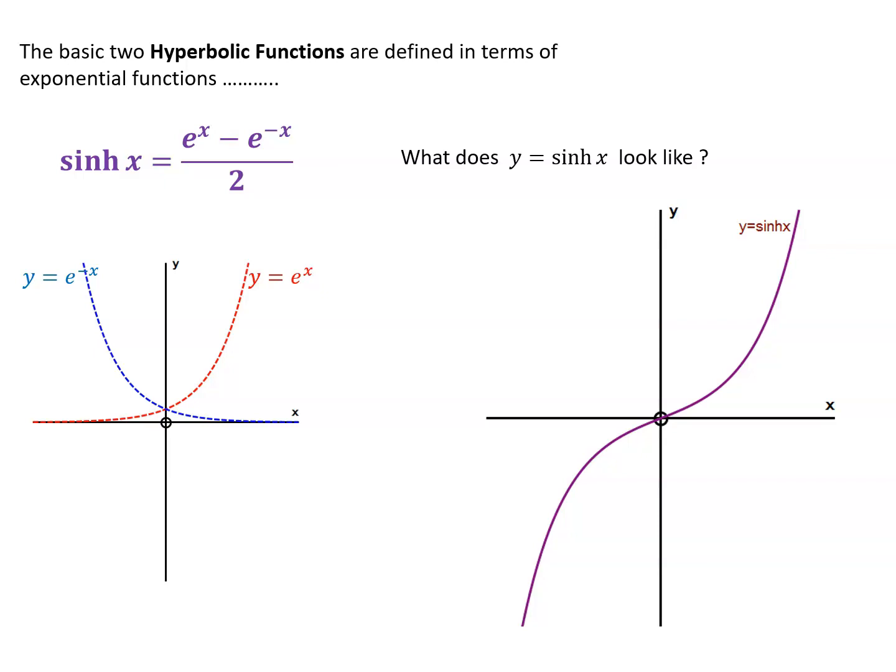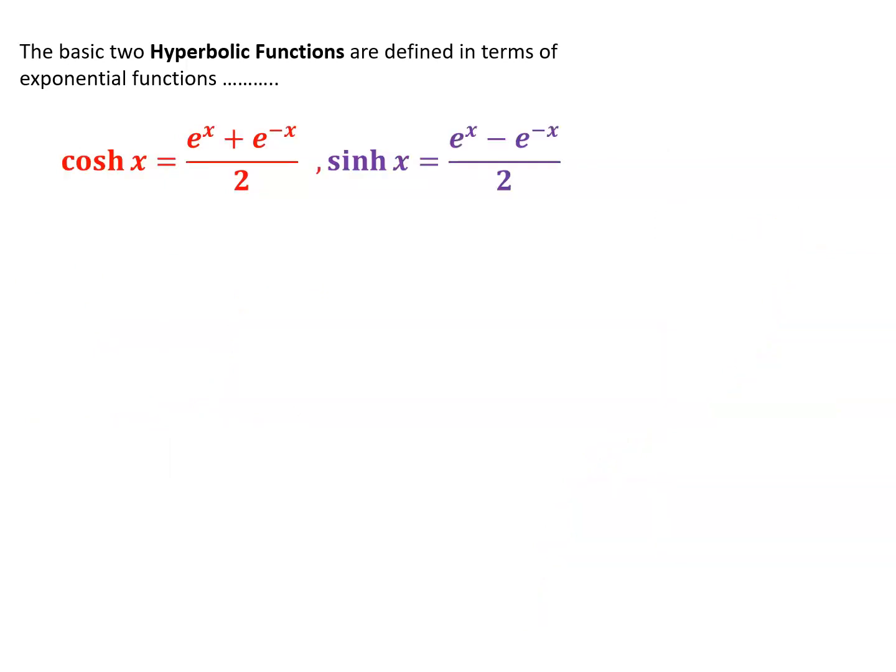So we've got the two basic hyperbolic functions. Cosh x is e to the x plus e to the minus x, all divided by 2. Sinh x is e to the x minus e to the minus x, divided by 2. You'll notice that the names of these two hyperbolic functions are very, very similar to the names of trigonometric functions. And the reason for that choice of name is that they have properties that are very reminiscent of trigonometric functions.